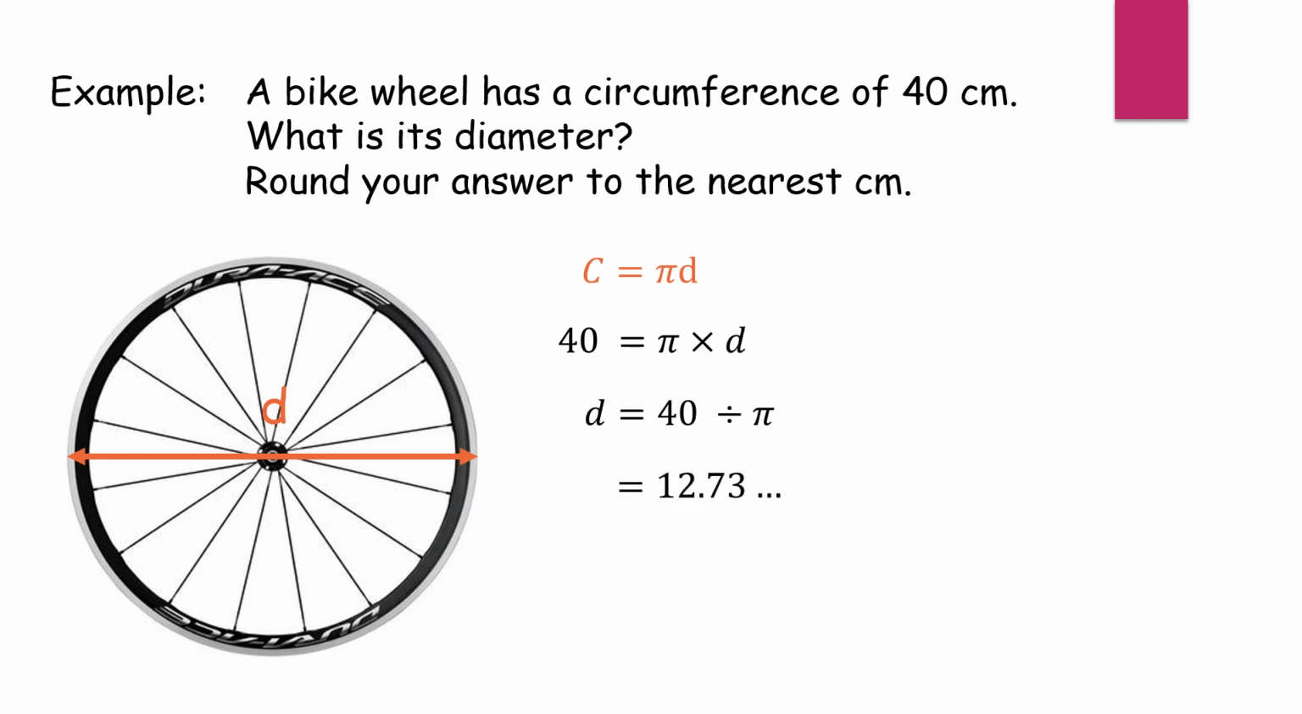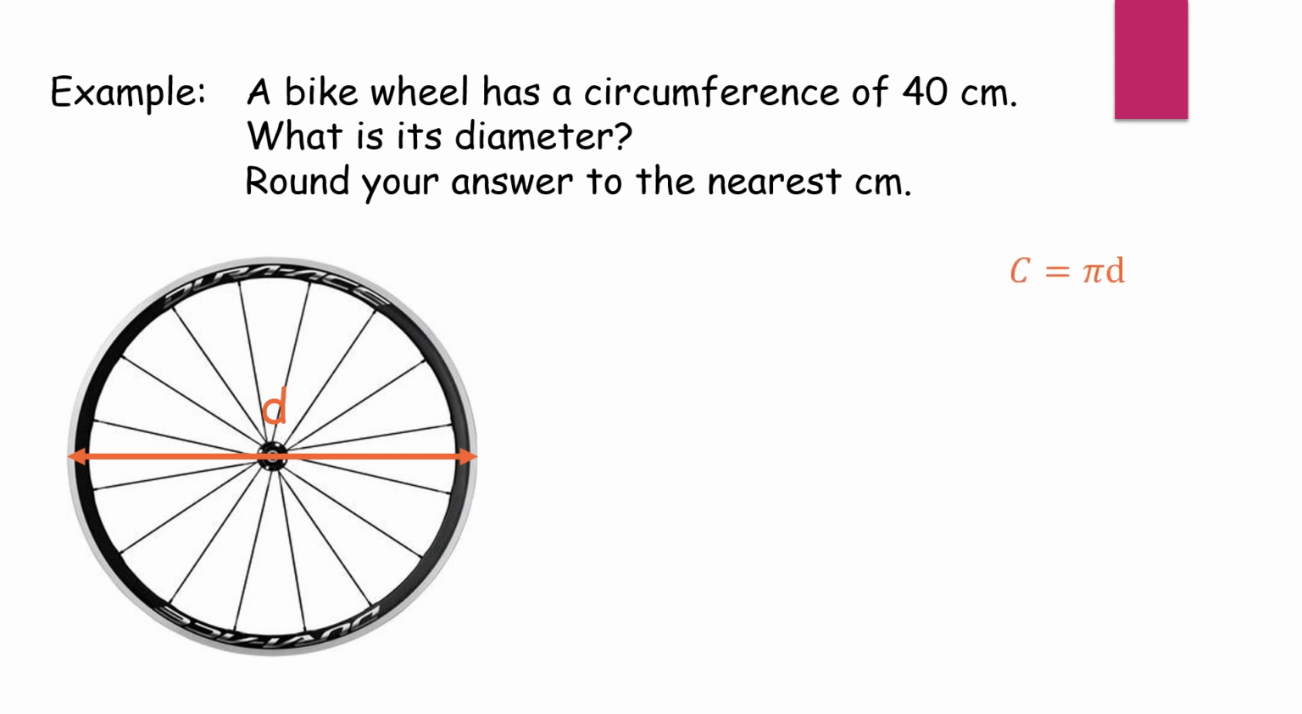So we're going to get 12.73, and we put the dots on to show that our calculator is giving us more information, and we're going to round that to the nearest centimeter. So the 7 in the 10th place is telling us that our units have to go up from a 2 to a 3, so our answer is 13 centimeters.